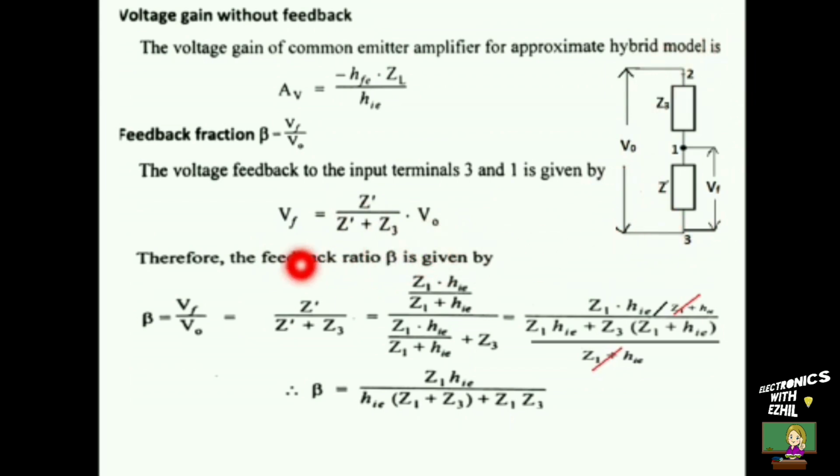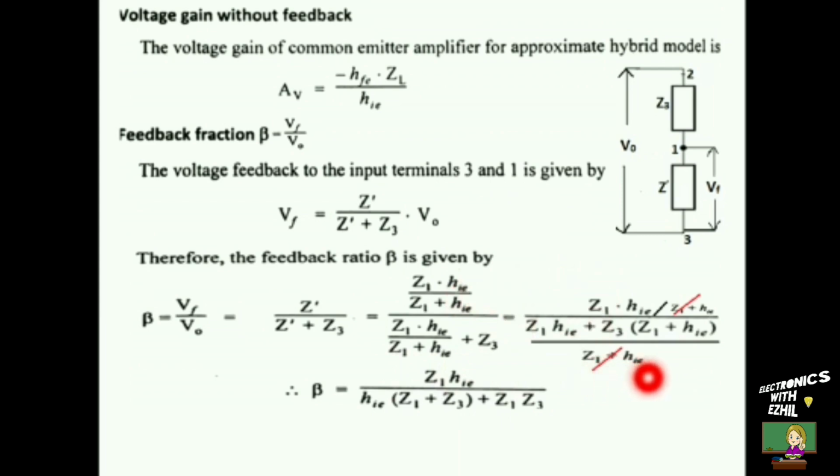Now we'll bring this V0 to the other side. So it becomes Vf by V0 is equal to Z dash by Z dash plus Z3. This is equal to the feedback factor beta. Now we will replace the Z dash in numerator and denominator by Z1 hie divided by Z1 plus hie, which we have found in the earlier part of this video. Now let us take the LCM for the denominator. So it becomes Z1 hie plus Z3 into Z1 plus hie divided by Z1 plus hie. The numerator is written as it is.